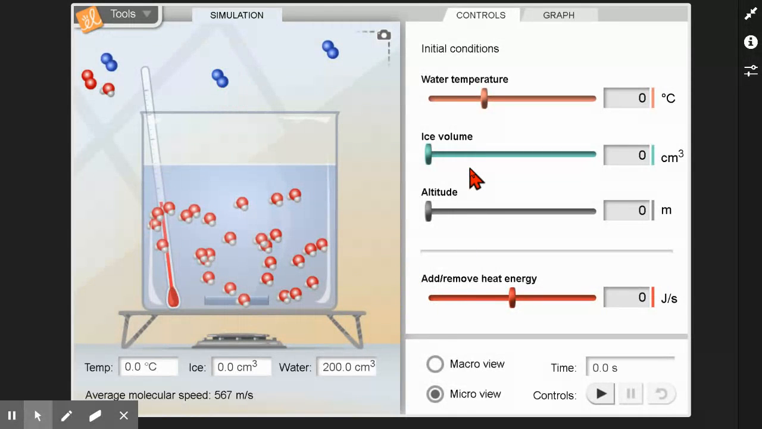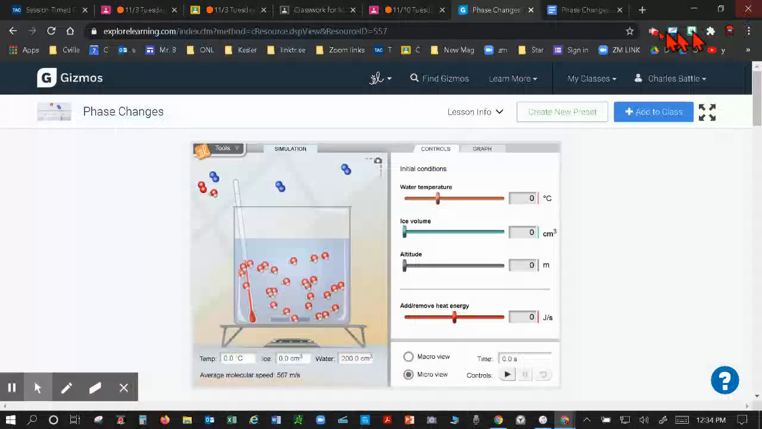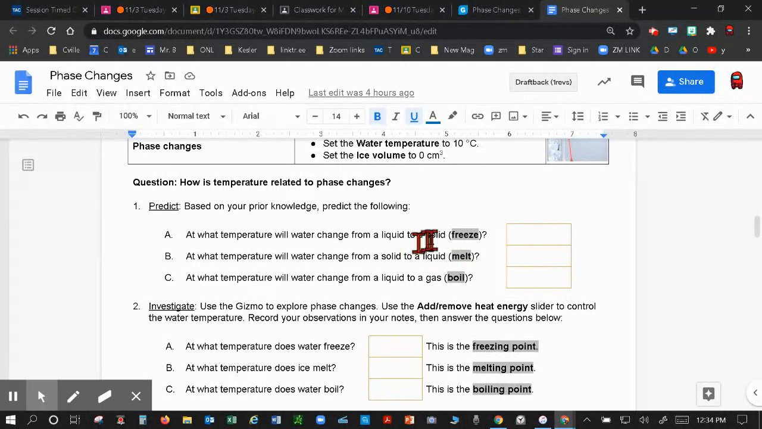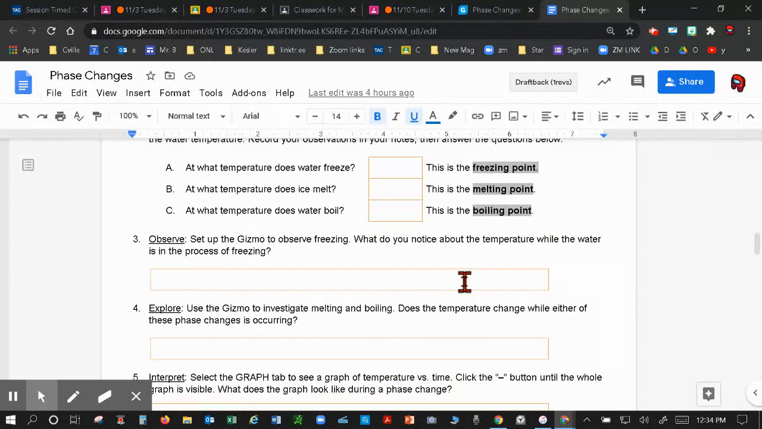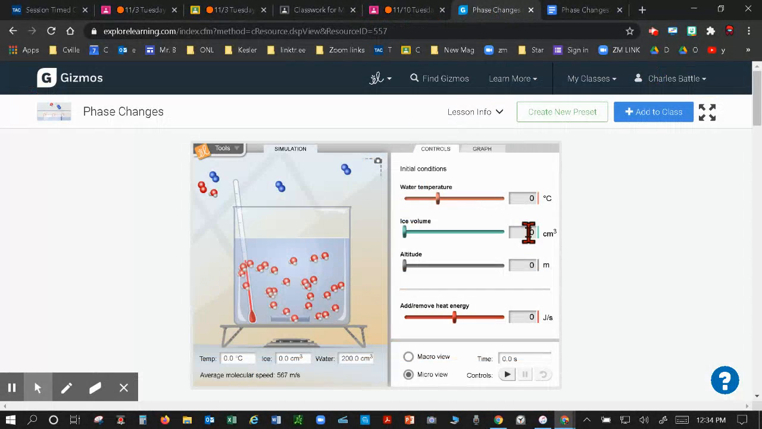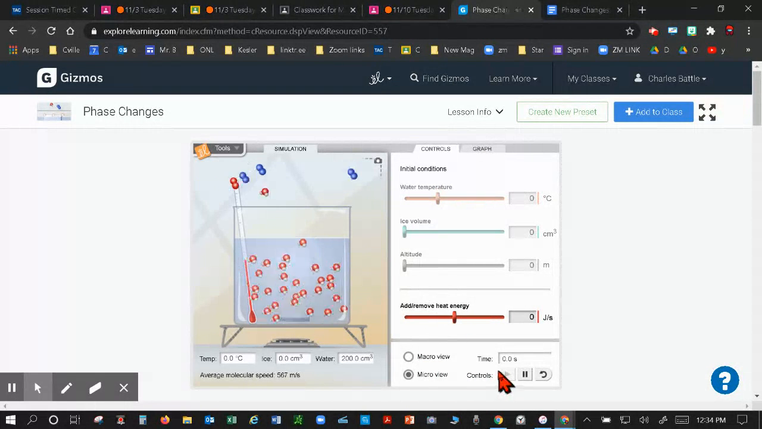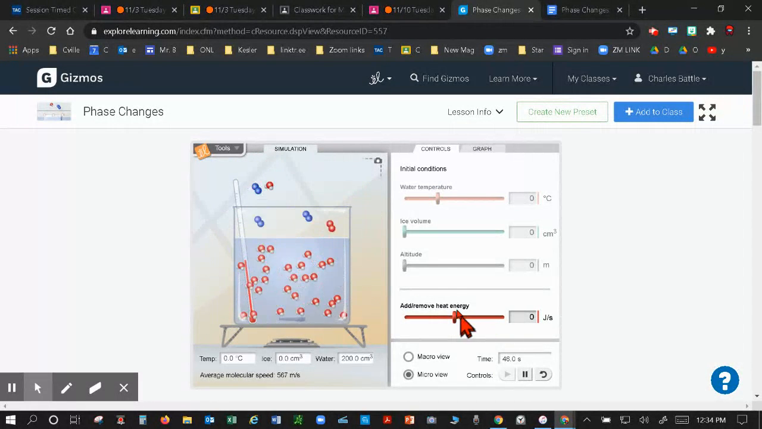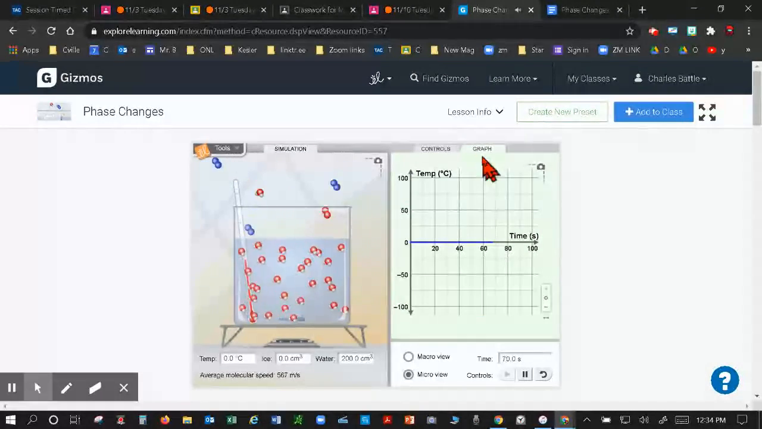So anyways, in the gizmo itself, when we back up here, some questions that they ask you are to observe what temperatures a substance is going to freeze, melt, boil, etc. And then notice, what do you notice about the temperature change while going through these stages here? So if you look at the gizmo itself, what we'll do is we'll put it right here in micro view. Micro, macro doesn't really matter. And if we just let it play by itself, the water temperature at 0, there's no energy being added into the phase. Nothing's changing. It just stays the same.